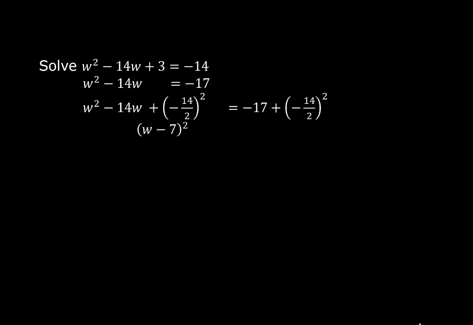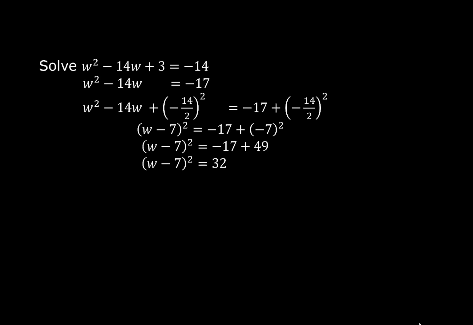On the right side, I have a little bit of work to do. I can keep the negative 17, but I do want to simplify negative 14 over 2 to be negative 7. Now that I've simplified it, I can go ahead and square it, which makes it 49. Now I can add negative 17 and 49, which is 32. At this step, I've completed the square. I took my original equation and I turned it into a perfect square on the left side.